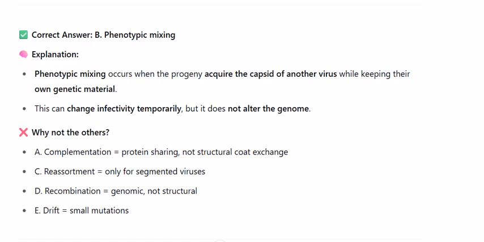Why not the others? A. Complementation is protein sharing, not structural code exchange. C. Reassortment is only for segmented viruses. D. Recombination is genomic, not structural. E. Drift equals small mutations.